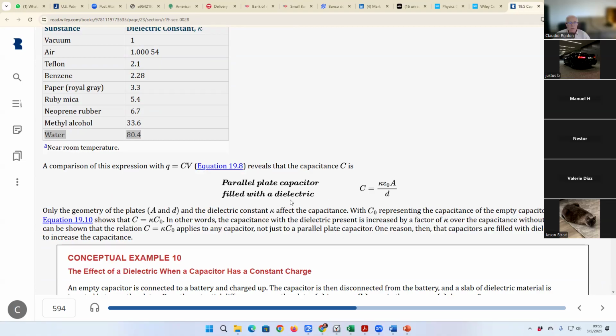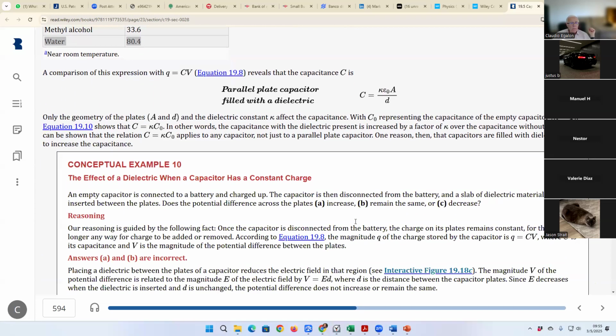Parallel plate capacitor filled with a dielectric. We found that out. We did that in class. The capacitance increases. The voltage decreases, the electric field decreases, but the capacitance increases. And that can be proven mathematically.